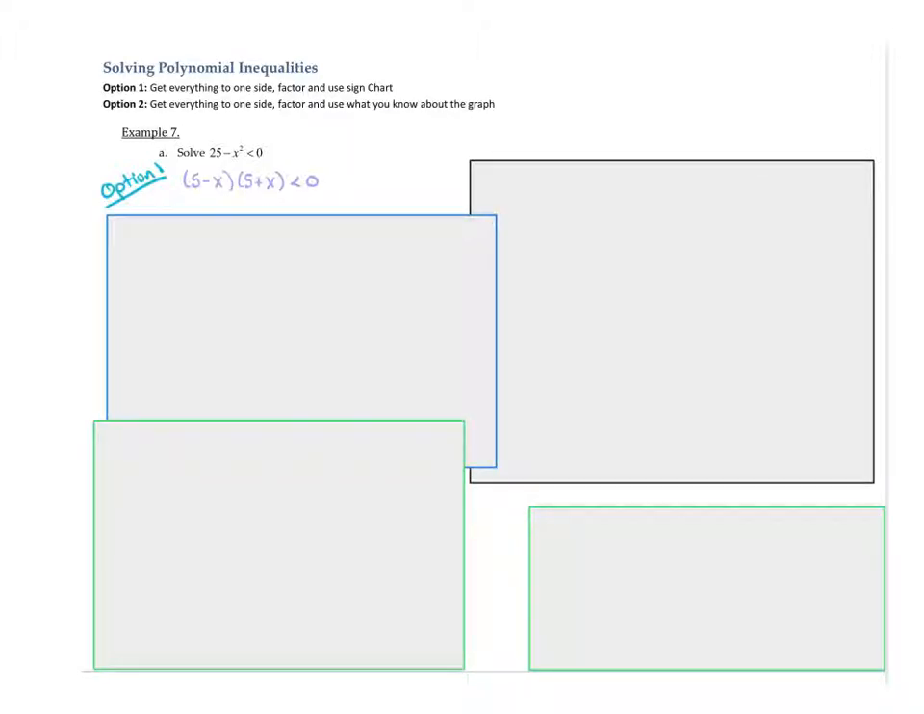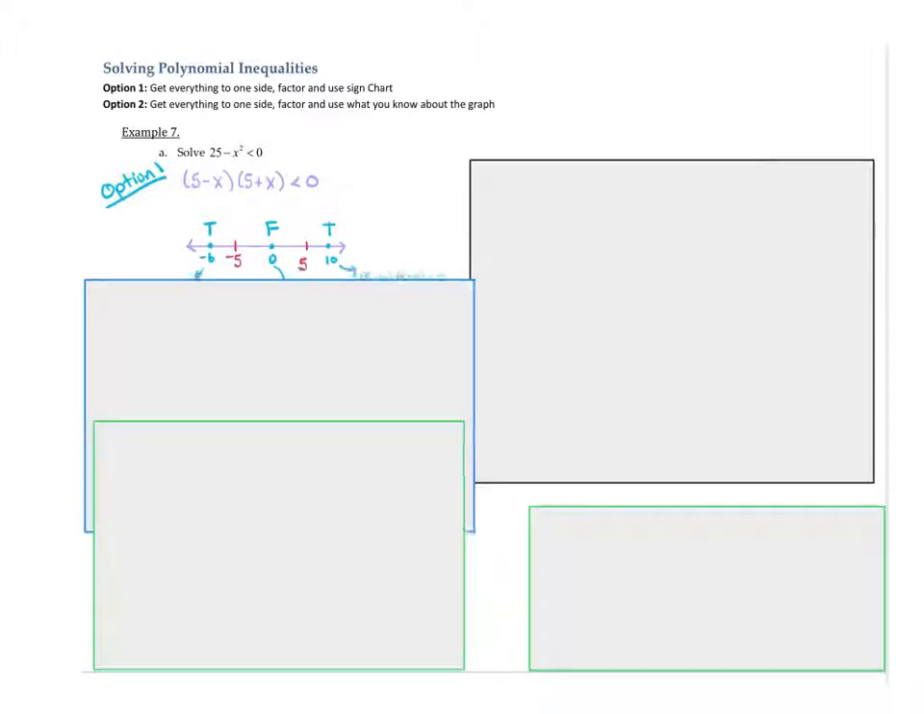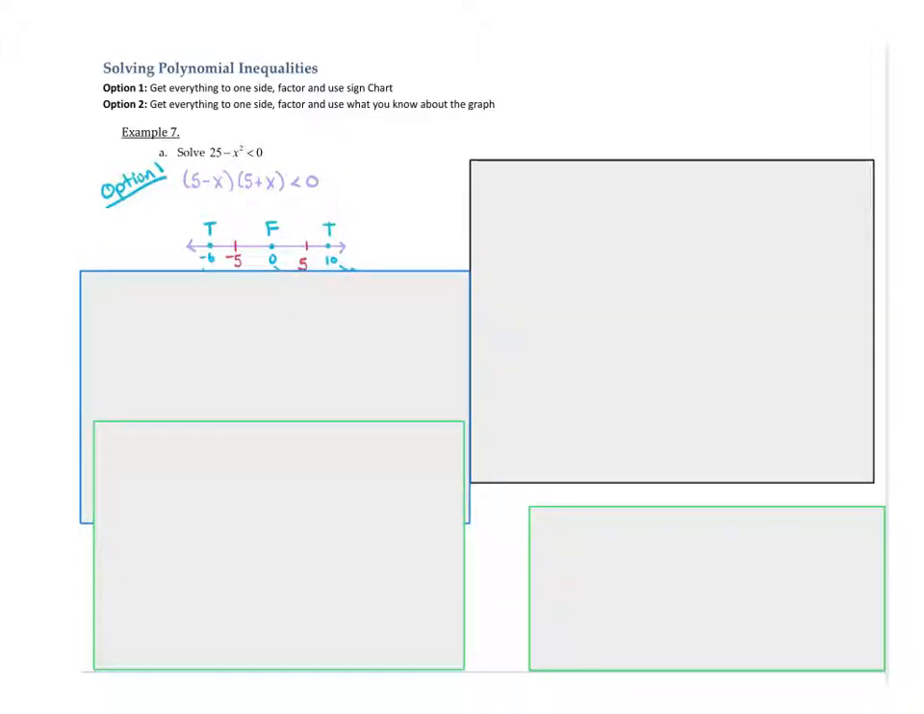So this sort of shows you the options, but walking you through the sign chart, I would first mark off my zeros at negative 5 and 5. Then I would choose test points between those and on either side of them.